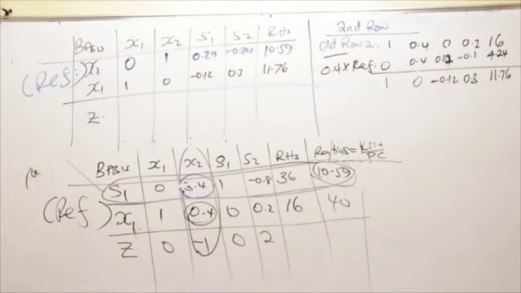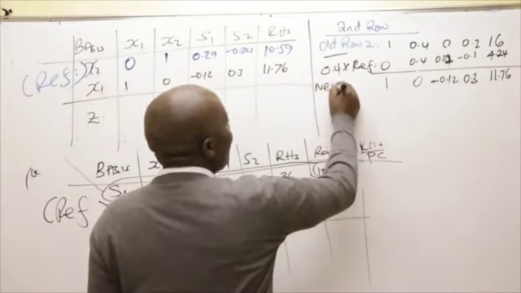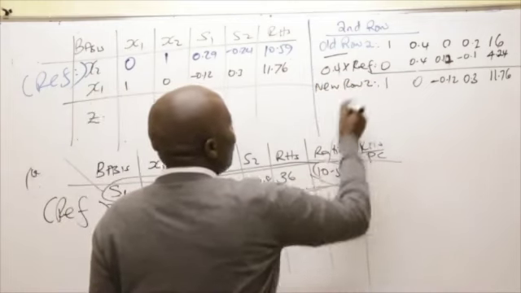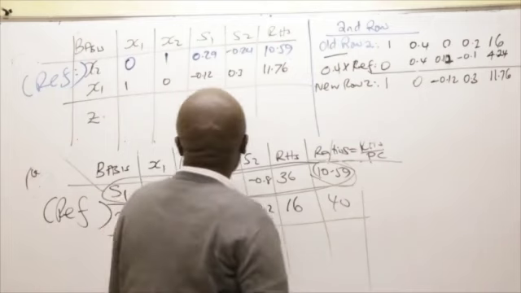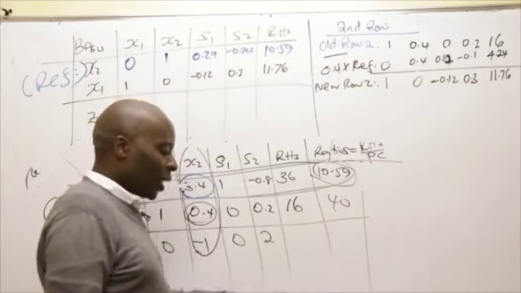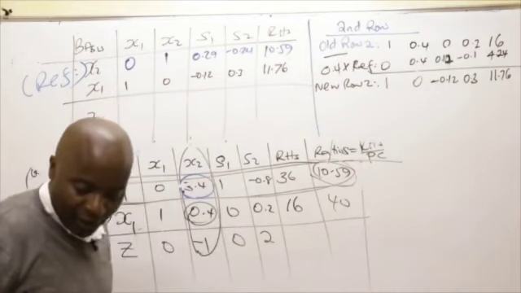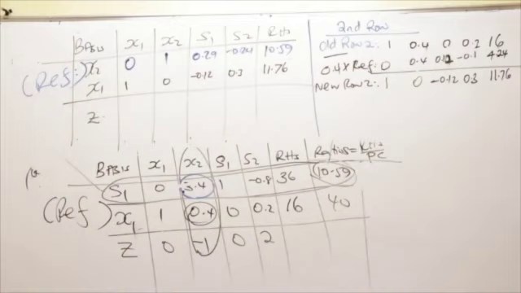So here I should have written new row 2. New row 2. So Z row, how do we do it? Old Z row, and then subtract something, new Z row. Let's see what we have there for the Z row.